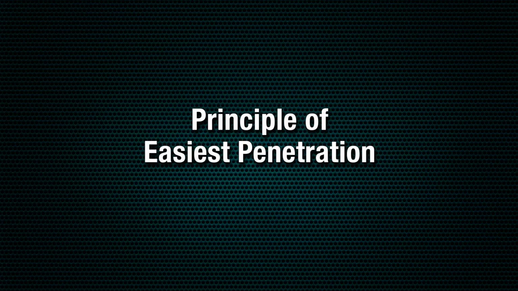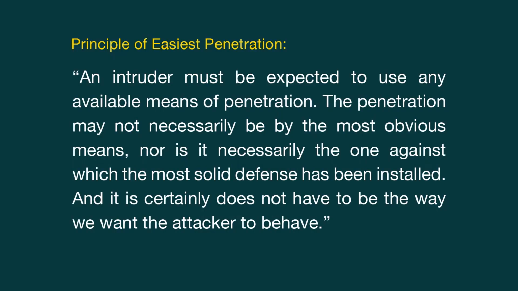In real life, any robber would try to penetrate the weakest point for easier access. Similarly, unguarded access by means of a simple telephone line may be used by intruders. This idea is termed the principle of easiest penetration. An intruder must be expected to use any available means of penetration. The penetration may not necessarily be by the most obvious means, nor is it necessarily the one against which the most solid defense has been installed. And it certainly does not have to be the way we want the attacker to behave.